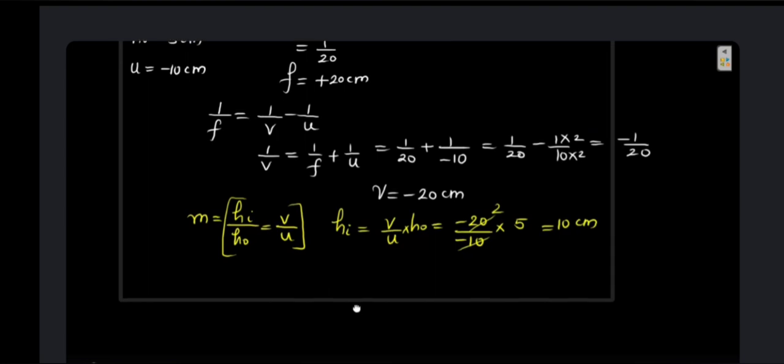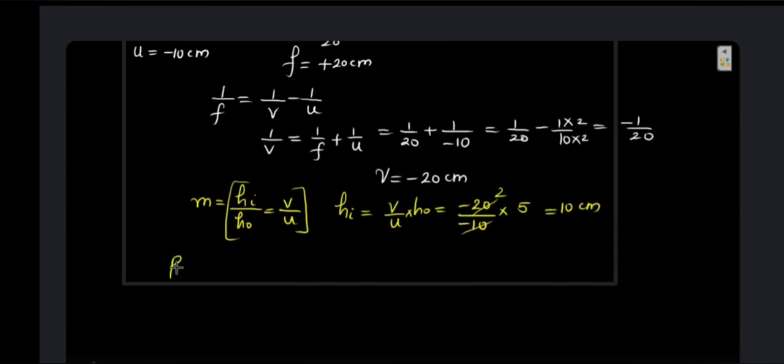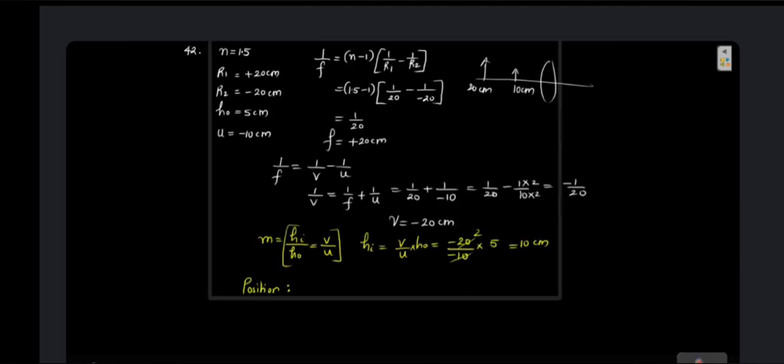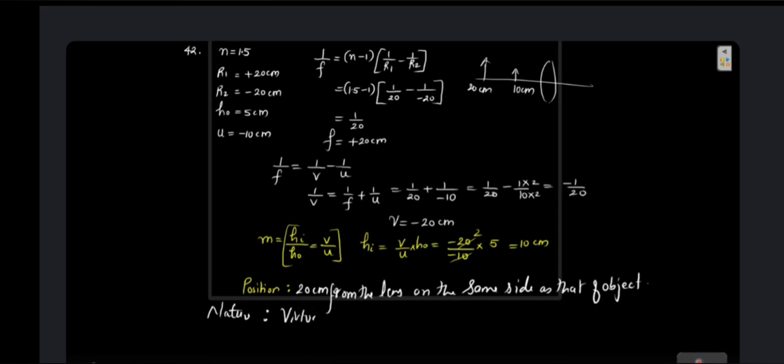So you can tell them the position, they have asked us position, right? So position of the image is going to be 20 centimeter from the lens on the same side as that of the object. Then nature of the image, it is going to be virtual, erect, and it is going to be magnified. And size of the image you have already found out over here, that is 10 centimeter.